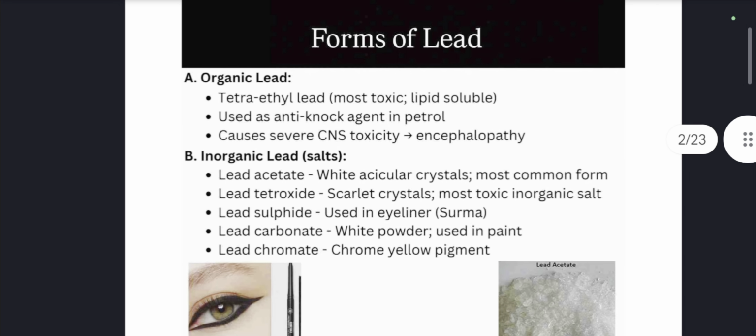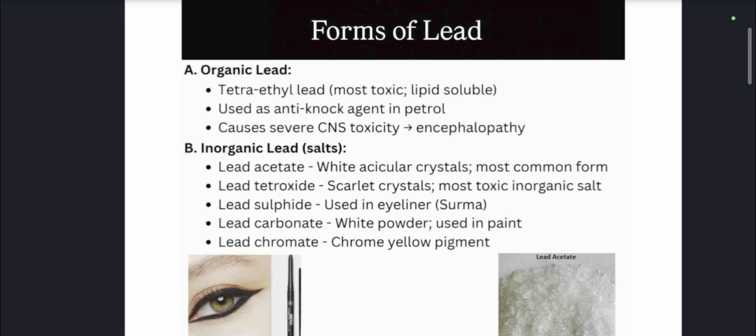There are two forms of lead, organic lead and inorganic lead. In organic lead, tetraethyl lead is most toxic and is lipid soluble. It is used as anti-knock agent in petrol (MCQ). It causes severe CNS toxicity, which leads to encephalopathy.